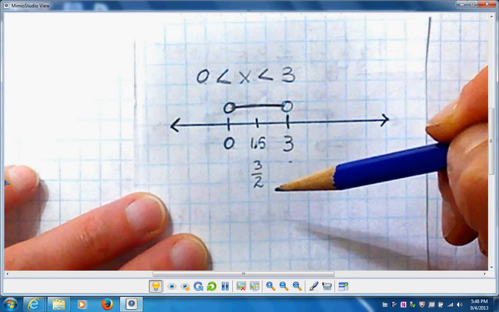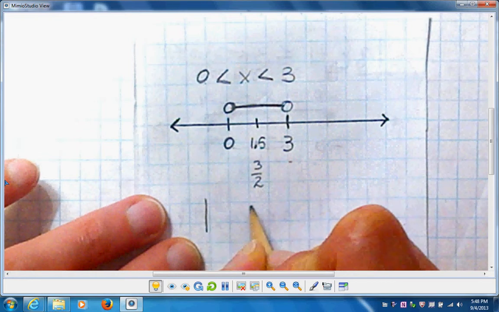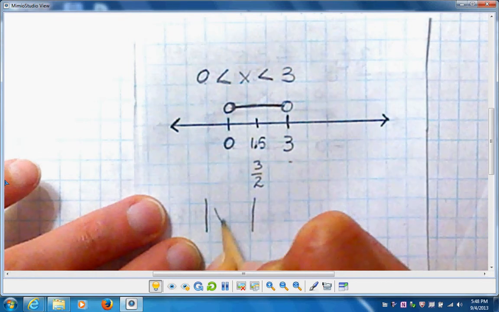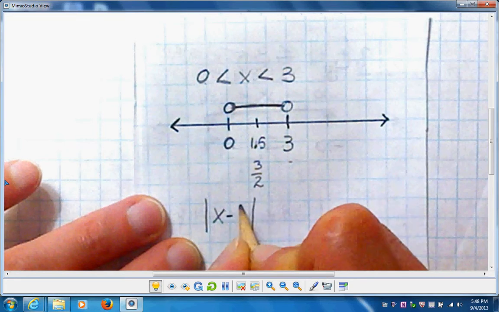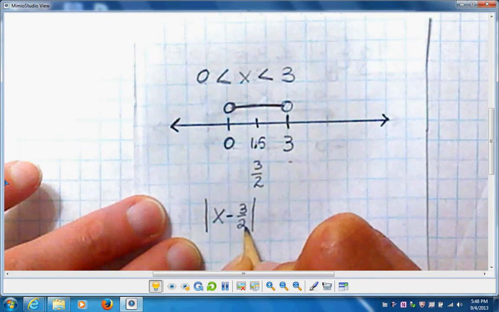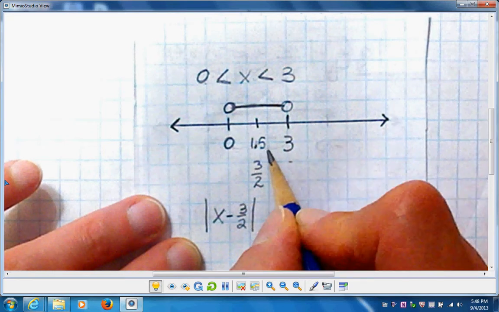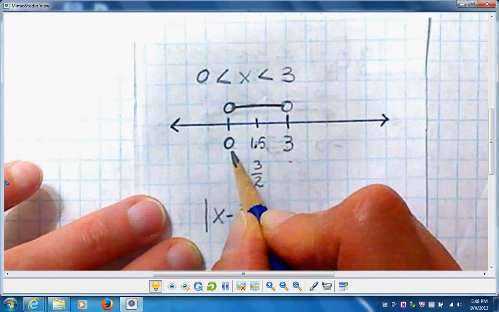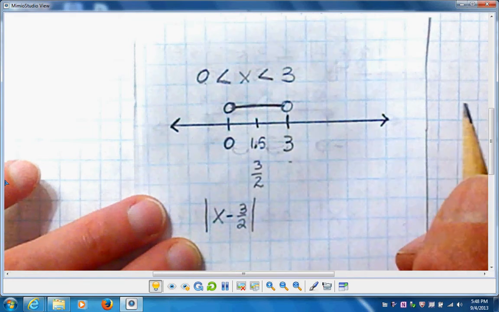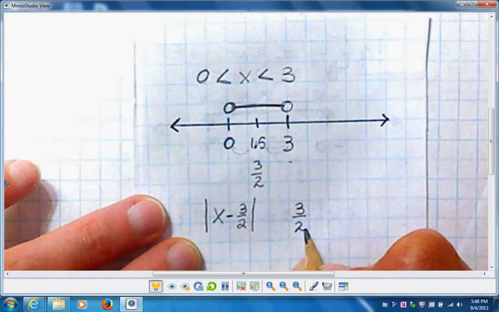Okay, so now we know from absolute value that it's the distance from center. So we have x. This is positive, so I'm going to make it negative. I'm going to use -3/2. And my distance is what? My distance also happens to be 1.5. It just so happens it's also 1.5, so I'm going to put 3/2 here just to be consistent.